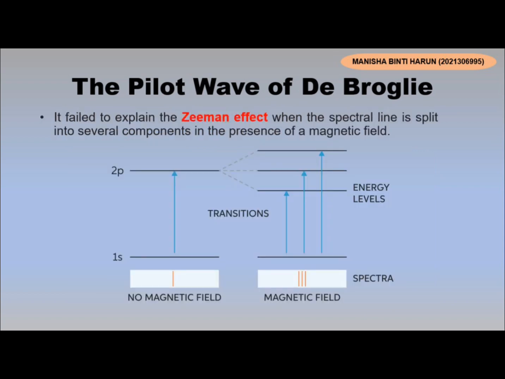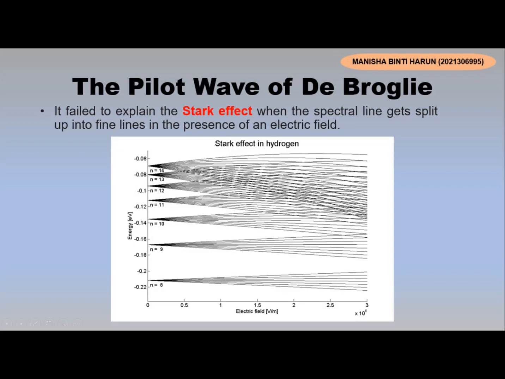The second limitation is, as you can see here, what we call the Zeeman effect, in which one spectral line will split into three components in the presence of a magnetic field. Bohr theory has failed in explaining why this situation occurs. The third limitation is that it failed to explain the Stark effect, which is when the spectral line gets split up into fine lines in the presence of an electric field.